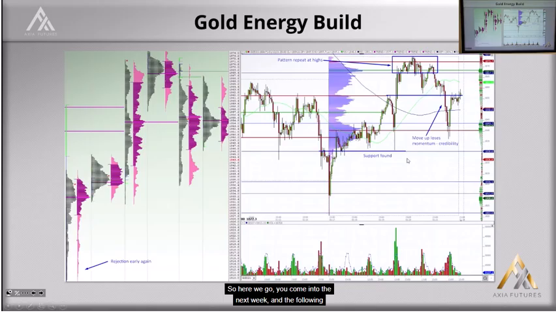So here we go. You come into the next week and the following week, the same thing. Very, very early on in the week, slap down again. This creates a new low, which comes in just above 1800. So we've now got a new low. We've been down towards 1816. We've now got a new low down at 1800.